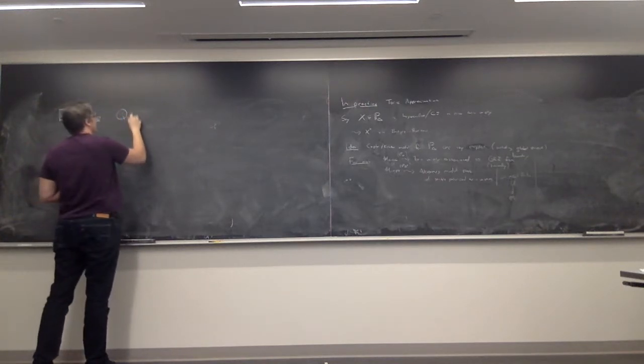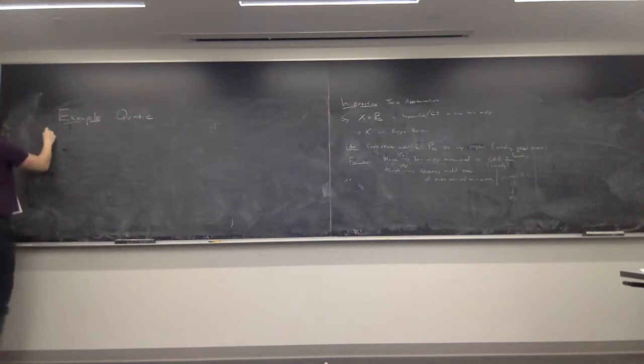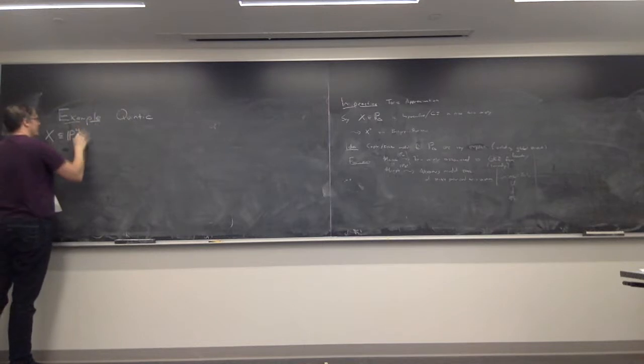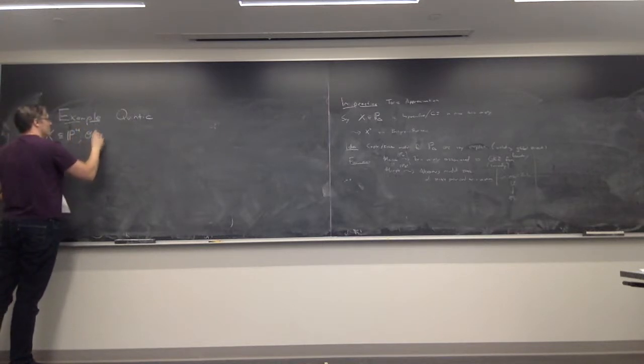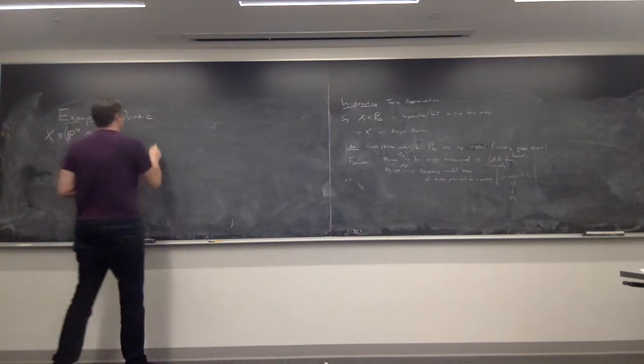Example. Oh, there. That's good. Okay. Yes. So, quintic. So, there's our quintic. Alright. So, this corresponds to a polytope delta.